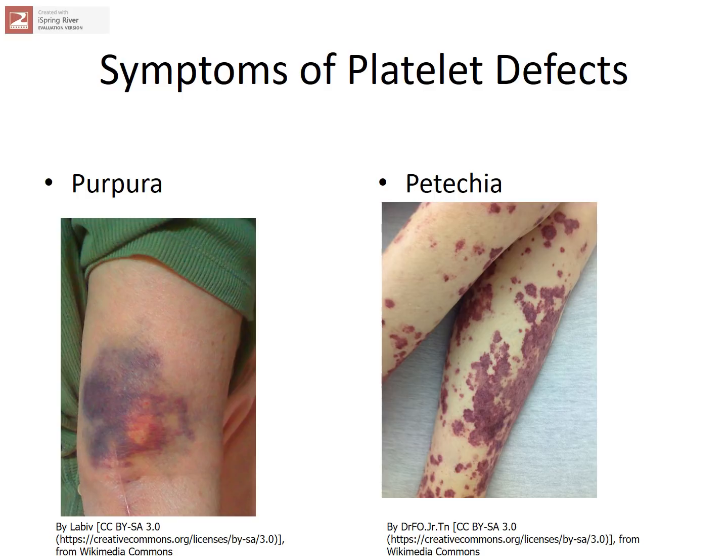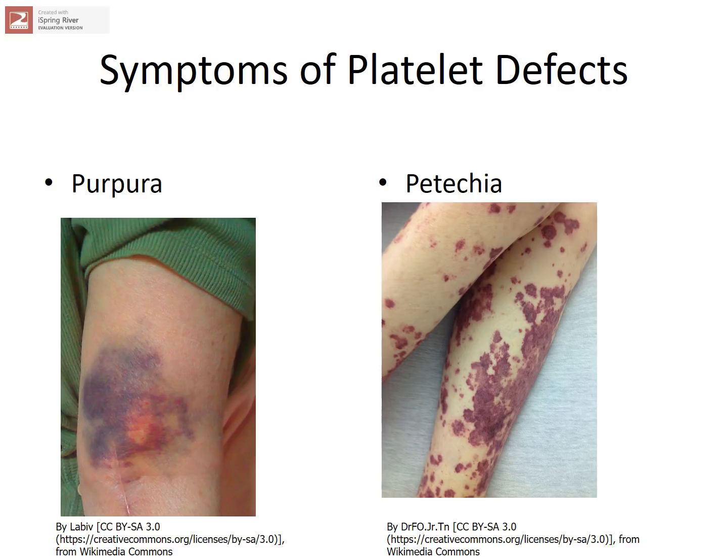Now, if you get a bruise from an injury, that's due to trauma. But if you find somebody who is bruising as in this picture, without injury, they might have a platelet problem. And maybe they don't have enough platelets. Maybe their platelets don't function properly.